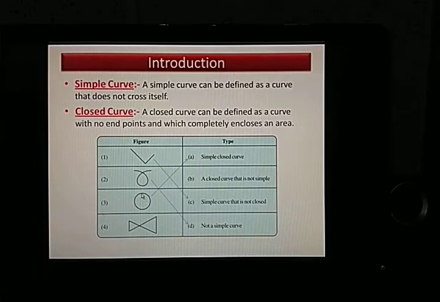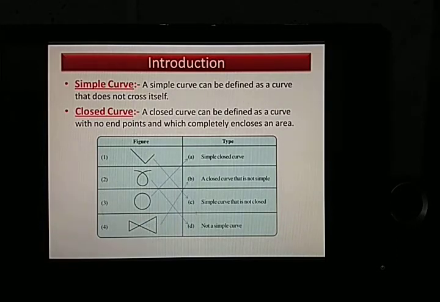Now next one, it looks like a circle, but it is a simple closed curve. It is a simple curve, but that is closed. You can see here, it is totally closed. It is enclosing an area, or you can also say it is a closed curve. This is the area that is enclosed within. So this is a closed curve.